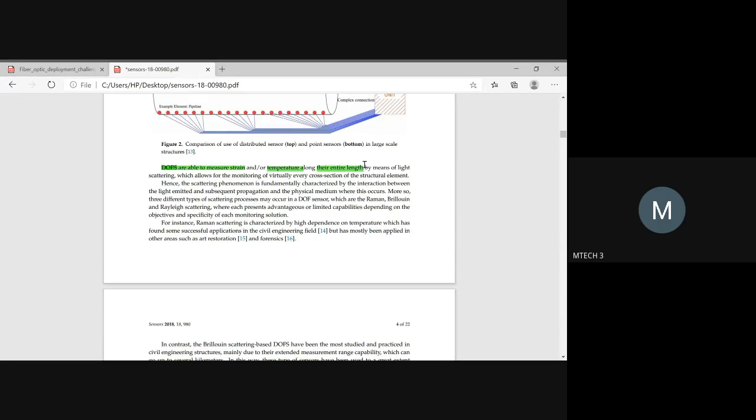So why are we speaking about the entire length? Because we are using optical fiber in which the light is scattered throughout the entire length of the fiber, and hence any variation happening, either due to strain or temperature, could be easily monitored and identified in any structural element. So this is the main important feature of any optical fiber. I think you are already aware of this enough.